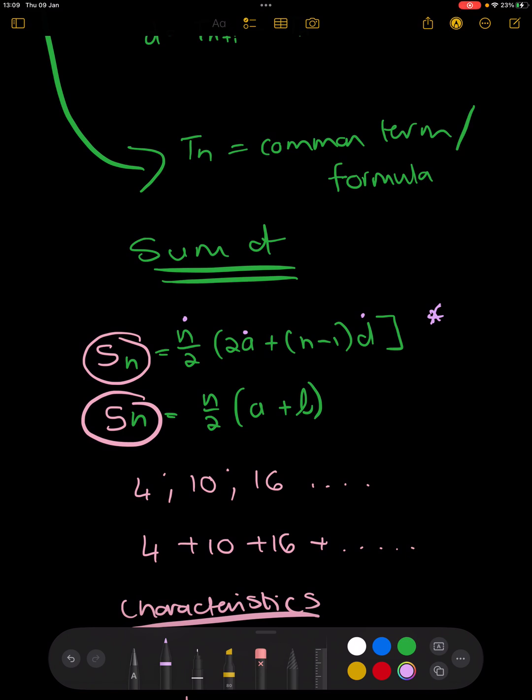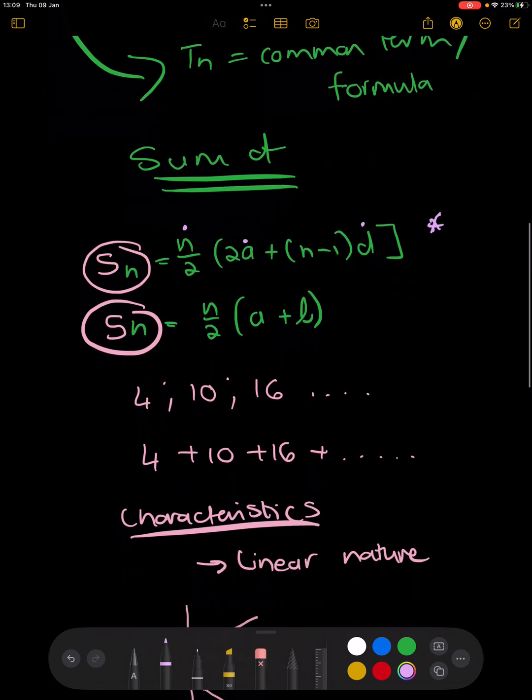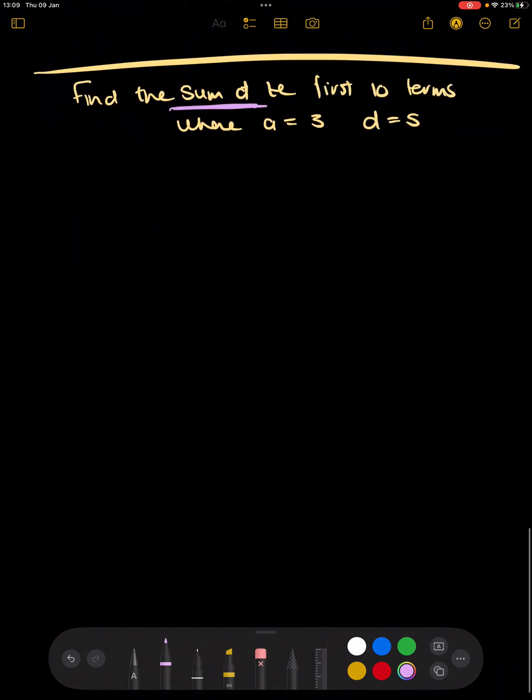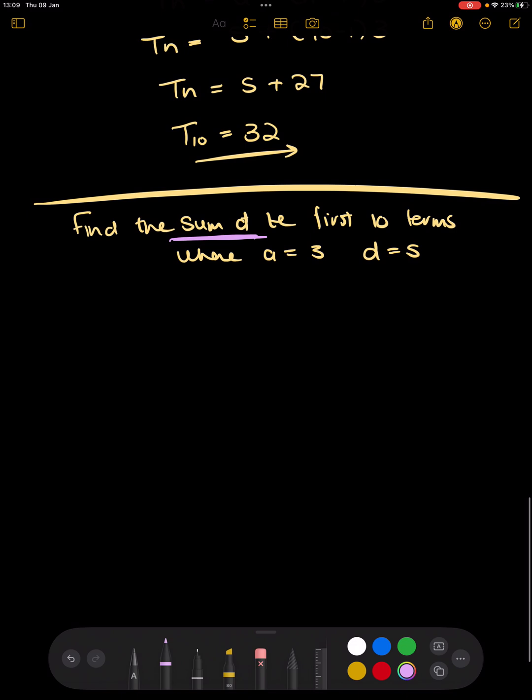The other formula I can use says the sum of is n over 2, the number of terms that I have, multiplied by (a plus l), my first term plus my last term. So that's what that stands for. If we have a look over here, the problem is we don't have the last term, so we cannot use the second formula. We would have to use the first one. So let's quickly go write it down.